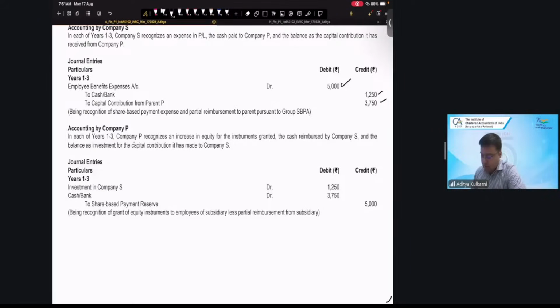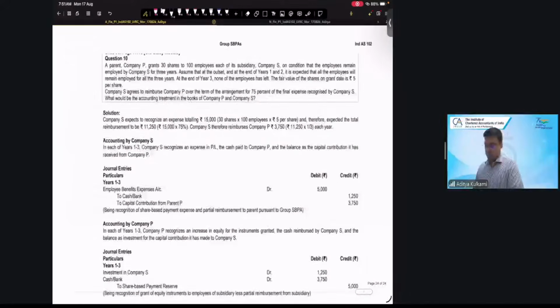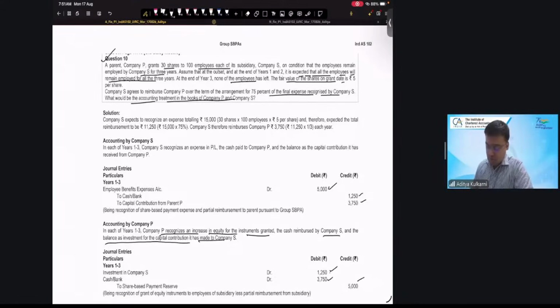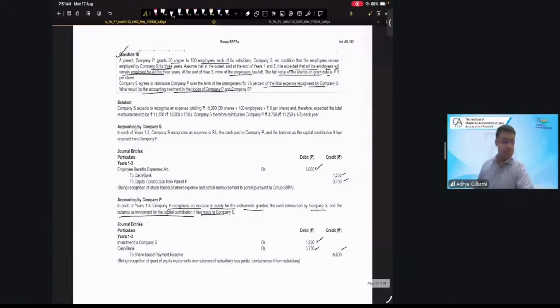In each of years 1 to 3, company P recognizes an increase in equity for instruments granted, the cash reimbursed by company S, and the balance as investment, the capital contribution made in company S. Journal entries: investment in company S 5,000, to cash bank 1,250, to SBP reserve 5,000. Is it okay? All right, fine.